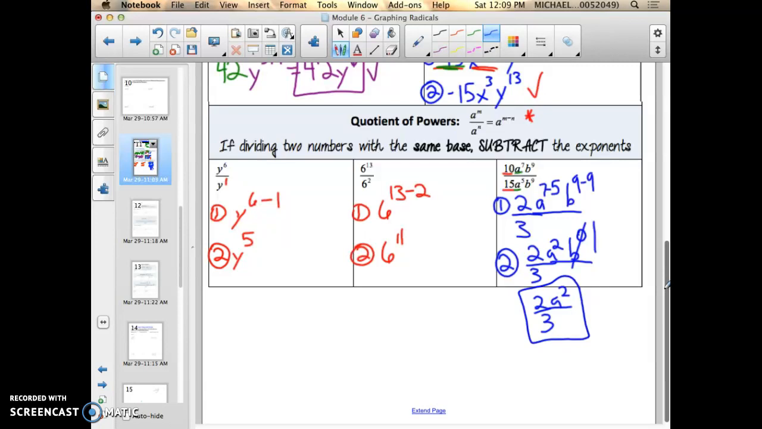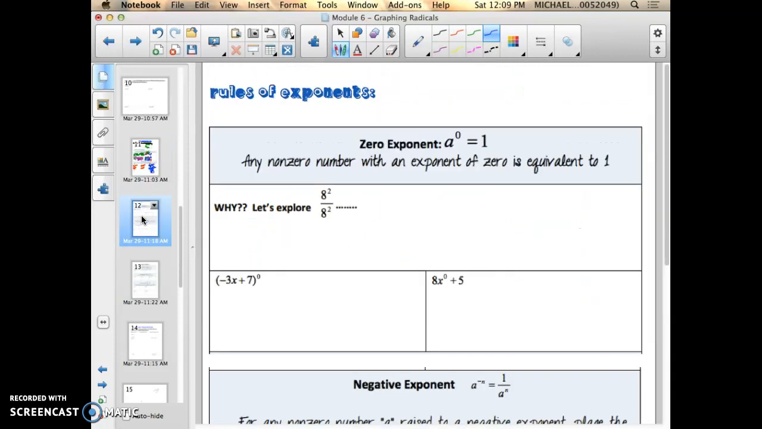Please raise your hand if you need to talk through that process a little bit. But hopefully your answer looks something like at least step 2. Alright? Let's move on to the next property. The next rule is what we just talked about, the 0 exponent. So any non-zero number with an exponent of 0 is equivalent to 1.